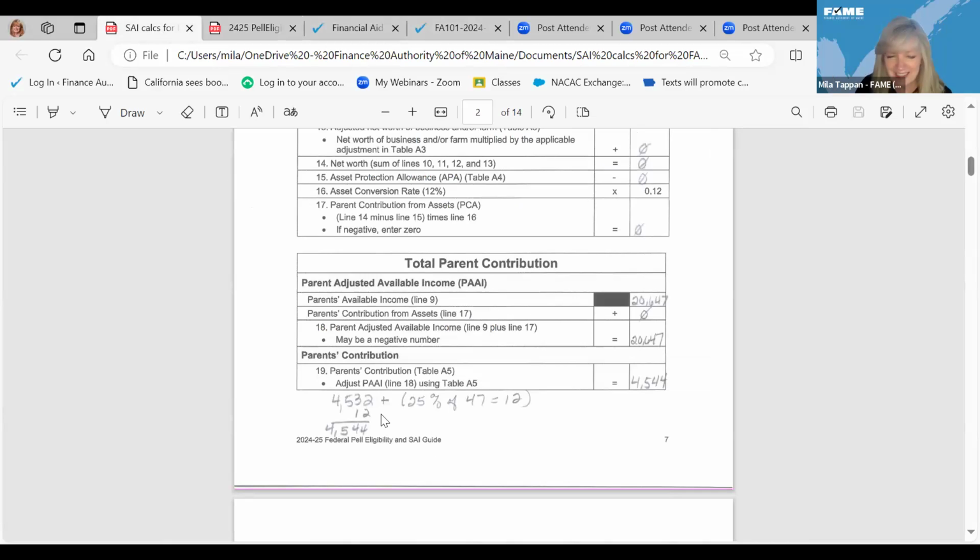A little clunky, I know, but here again, we had that 20,000. So we saw that we do the 4,532 plus 25% of the amount that was over the 20,000. So then it was an additional 12. So basically this says that the contribution from parents is 4,544. So a parent earning about 80,000, family of four, their SAI is 4,544. Any questions about that?